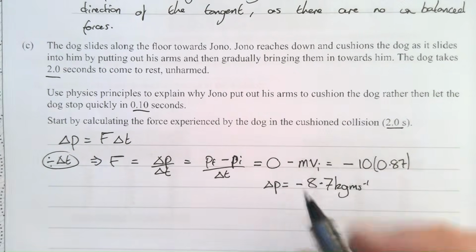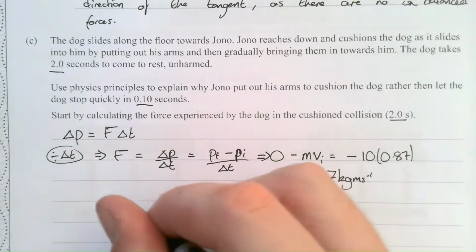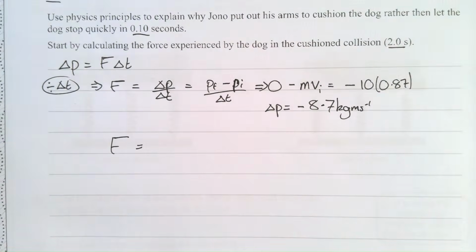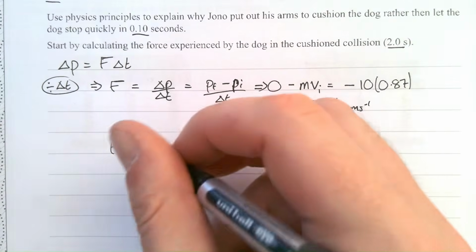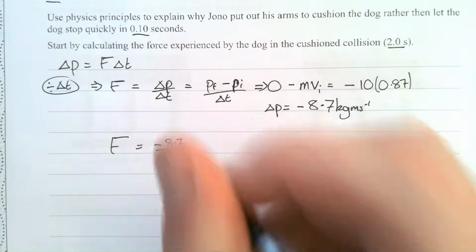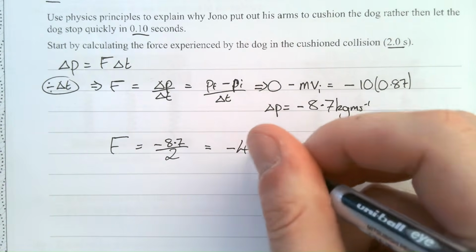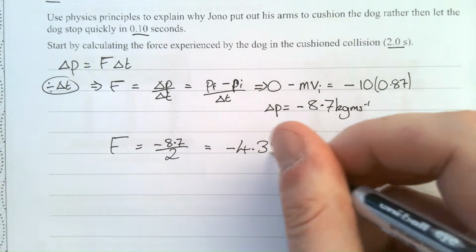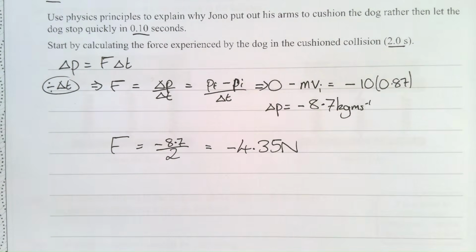That was our change in momentum, but we still need to go back and do our change in time. Force is equal to this change in momentum, minus 8.7, divided by the time that was elapsed, which equals 4.35 newtons. And again, the negative is just directional. It's just the value of the force that we're looking for.